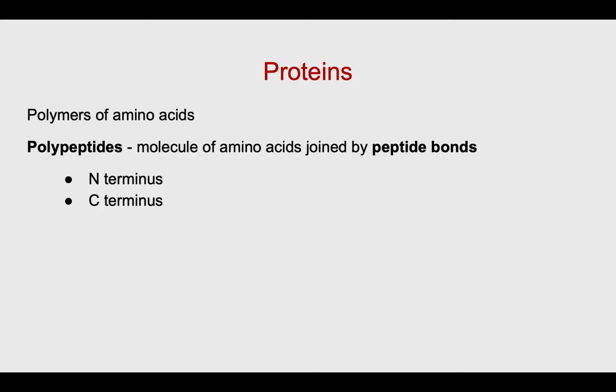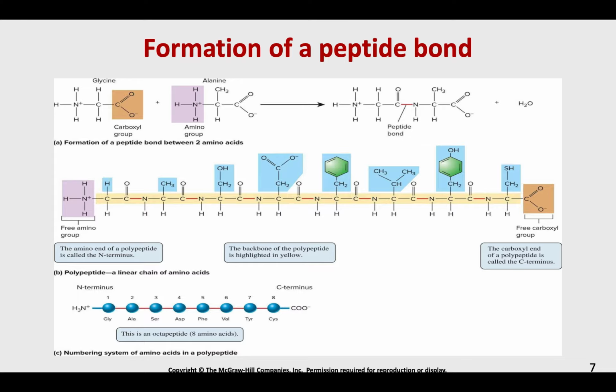So polypeptides, molecules of amino acids joined by peptide bonds, are always going to have an N terminus on one end and a C terminus on the other end. So let's look at this. Let's break this picture down into smaller bits. First, let's look at the formation of a peptide bond. A peptide bond is a covalent bond.